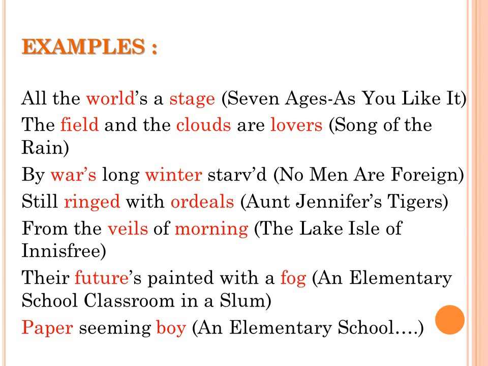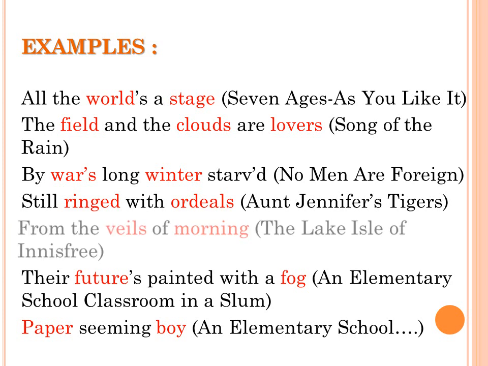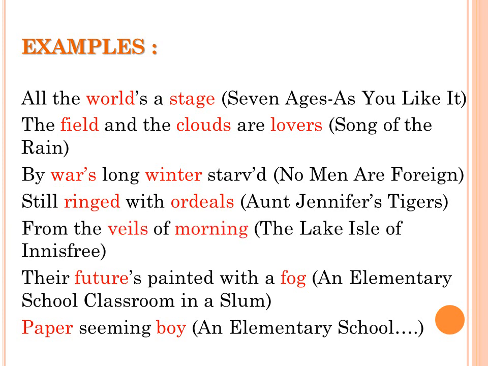Still ringed with ordeal. Aunt Jennifer's life, married life, is full of sufferings. And that is why the ring, which is the symbol of marriage, is compared to sufferings. From the veils of morning. Foggy morning is compared to the veil of a woman. Under the veil of a woman, her face is not visible, clear. Their futures painted with a fog. Future of slum children is compared to fog, which is dark, dim. Paper seeming boy. A slum boy is so thin that he is compared to paper.